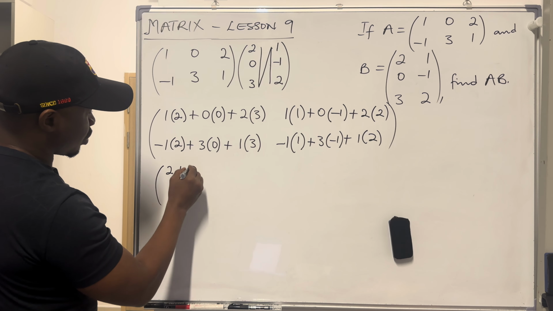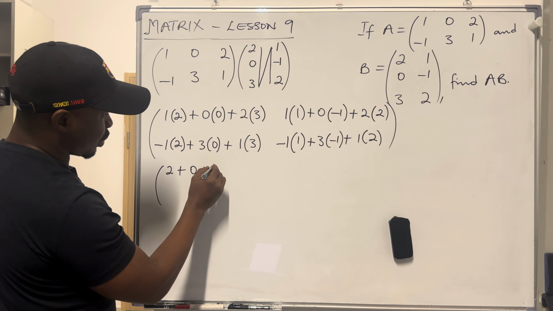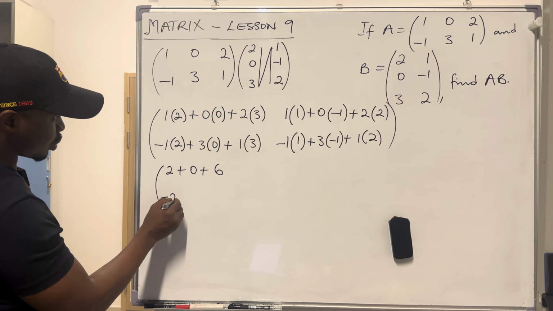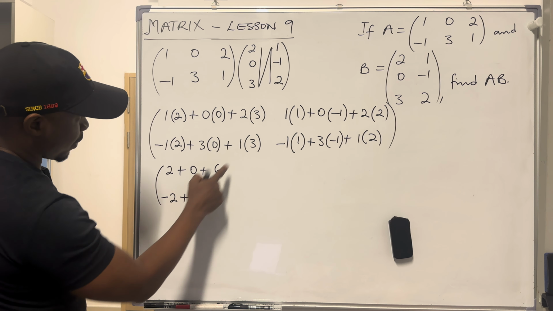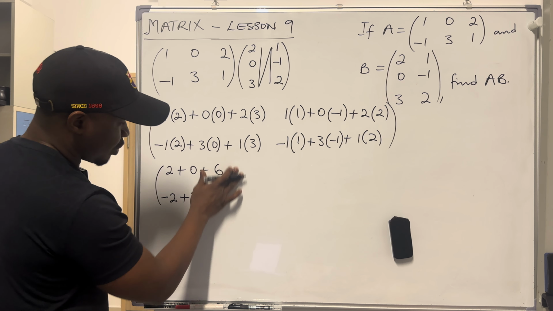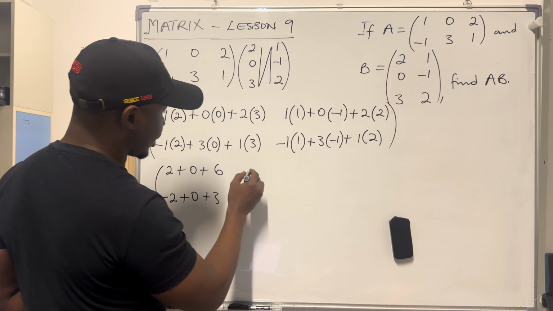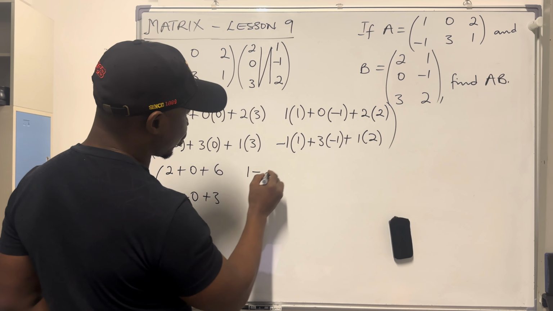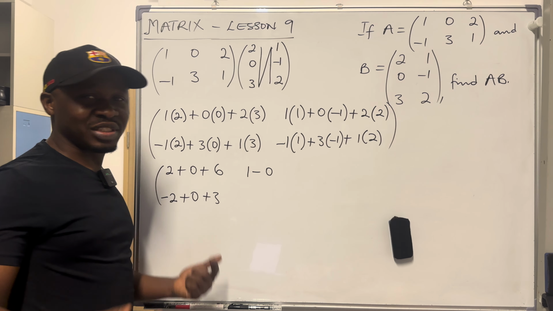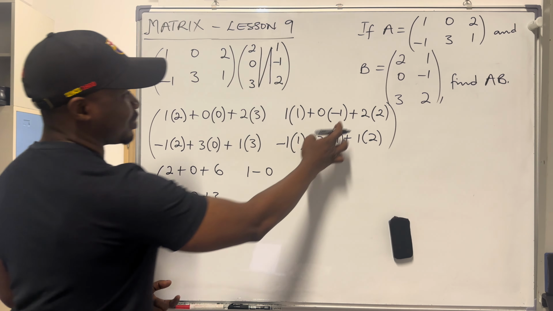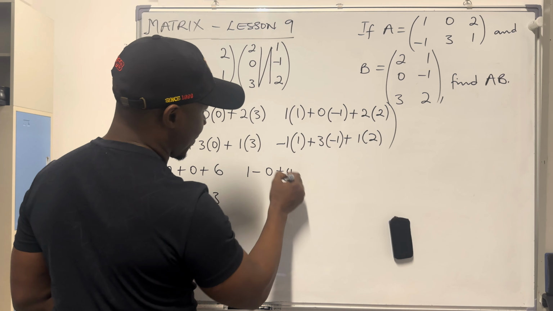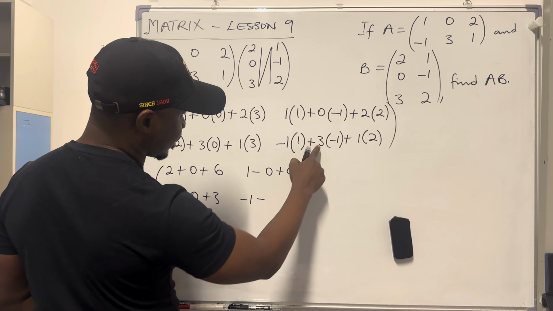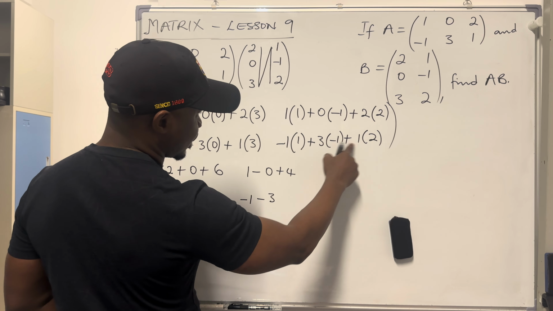Plus 0 times 0, 0. 2 times 3 is what? Is 6. 1 times minus 1 times 2, minus 2. This one is 0. This one is 3. We leave the gap. 1 times 1 is 1. Plus times minus is minus. 0 times 1 is 0. But because it is 0, you can even say plus 0. No problem. This is plus 4. This is minus 1. Plus times minus is minus. 3 times 1 is 3. This is plus 2.